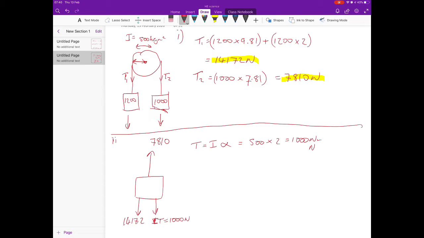And now if we do the calculation of getting rid of these, taking them away, we do 14,172, add 1000 because it's going in the same direction, and then take away 7810. Then we get 7362.